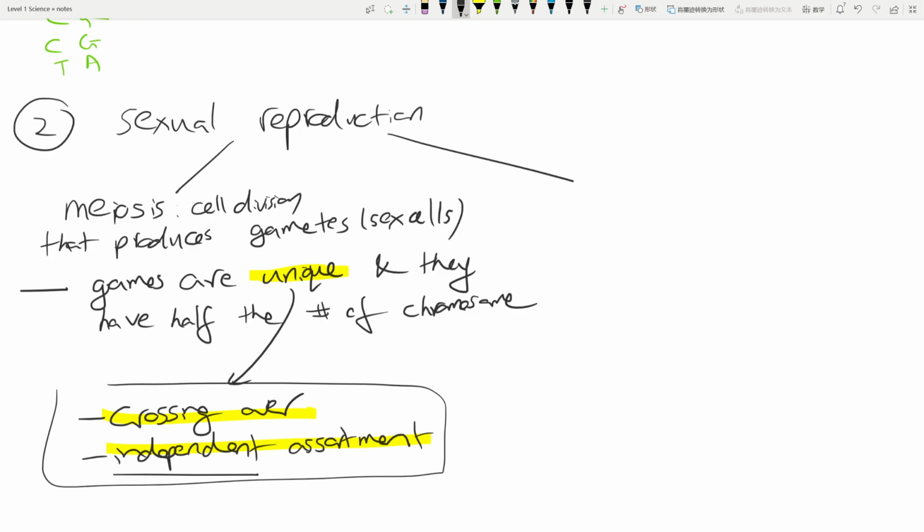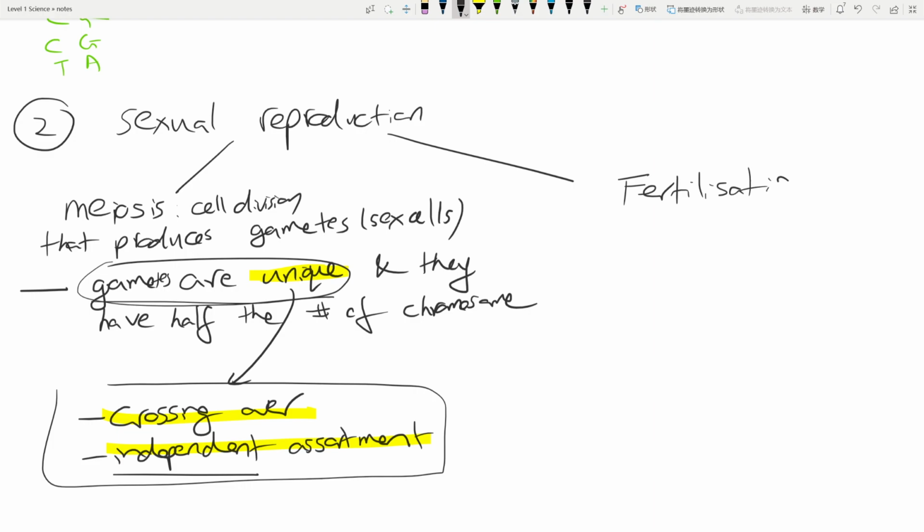But the main idea is that these gametes are all unique from each other. Okay, so I just realized that my gametes is spelled incorrectly here. Games, too many games during lockdown. But gametes, they're all unique, and they have half the number of chromosomes compared to the parent cell. Okay, the second part. All right, so we talked about the gametes are all unique, and then the second part is fertilization.